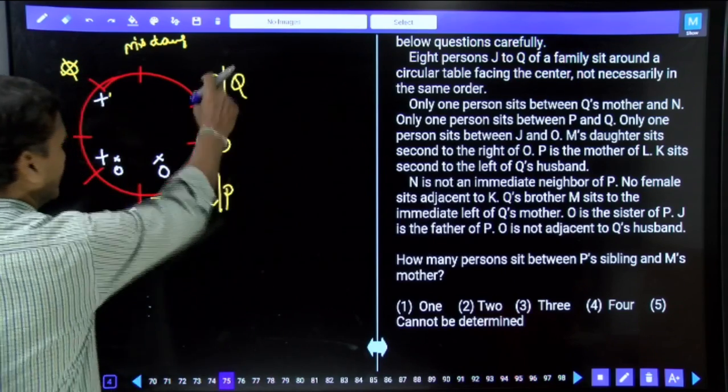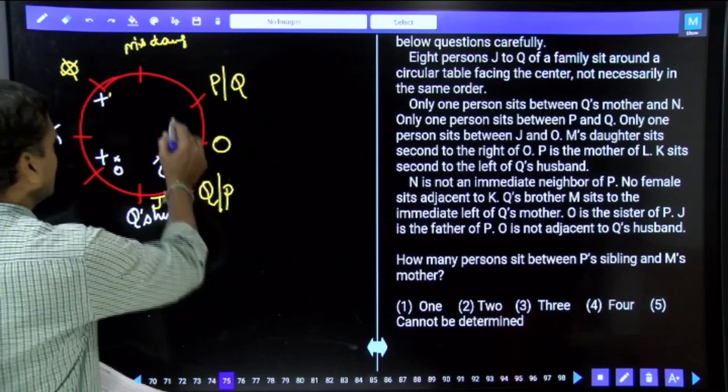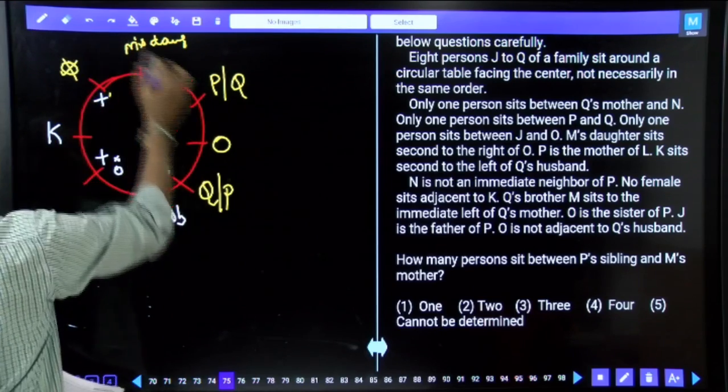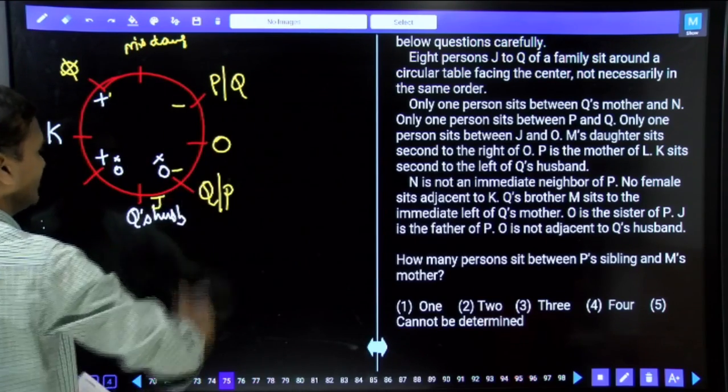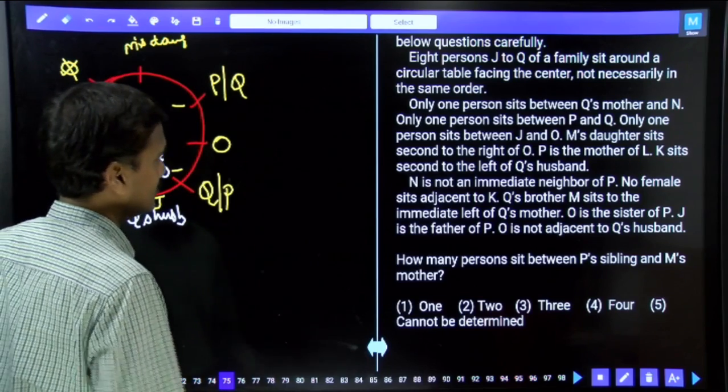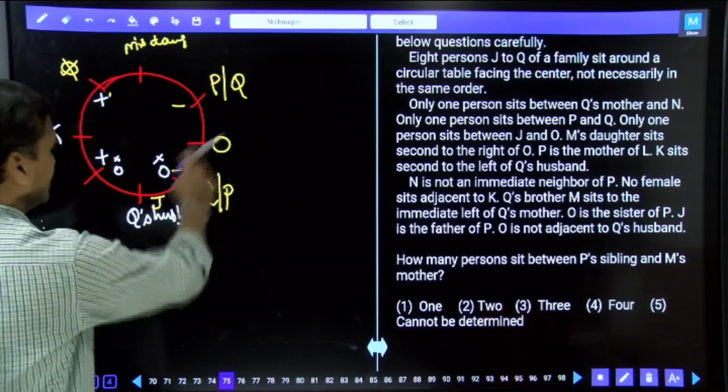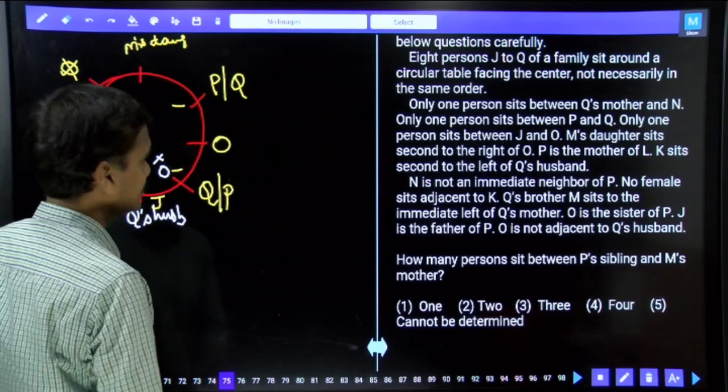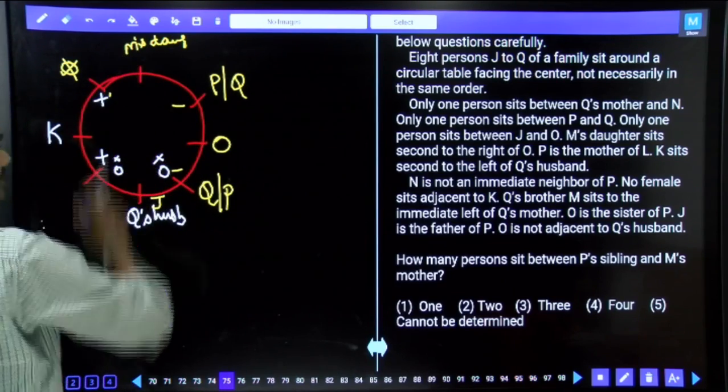One person between P and Q, we have taken this one. And both these two persons, P and Q, are females. P is a female, Q is again a female. And next one, only one person between J and O. M's daughter sits second to the right of O. O is here, M's daughter is here.